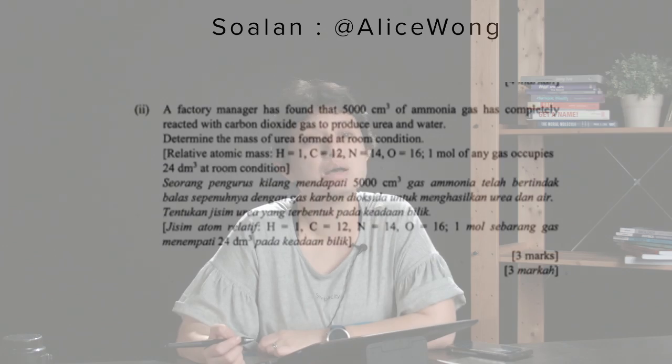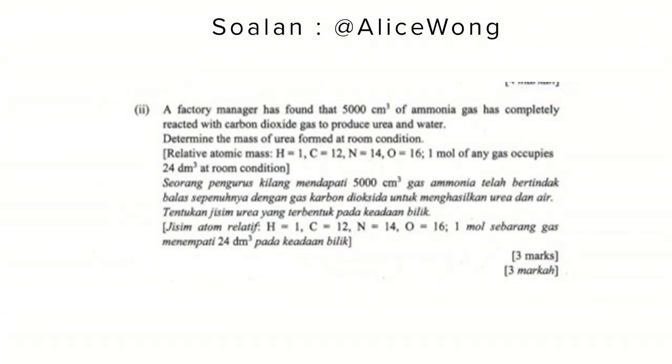Okay, a factory manager found that 5,000 centimeter cube of ammonia. Wow, that's a lot. So remember the keyword here is ammonia gas. Okay, has completely reacted with carbon dioxide to produce urea and water. All right. So determine the mass of urea formed in room temperature.